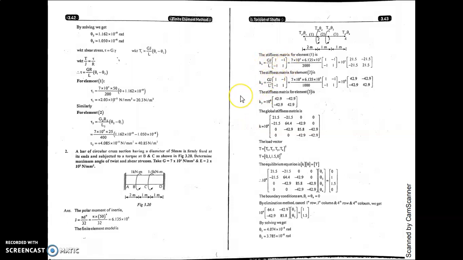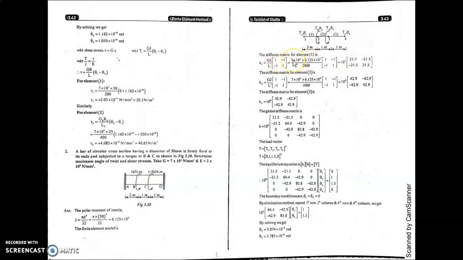One more very important thing to note here is that the second and third elements have the same length, same diameter, same G and J values. Hence you will get the same values for both matrices, the second and third element. But the first element has a different length compared to these two. It has a 2 meter length, hence it will change.